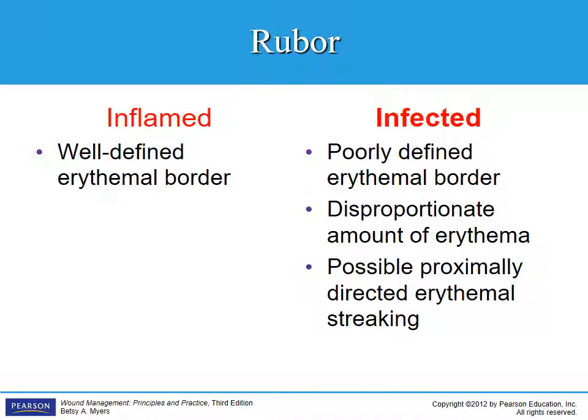Whereas if it's infected, there'll be a very poorly defined erythemal border. It'll be a huge amount of redness. And you may see streaking. That's one of the biggest things when you see infection. You see streaking, red streaks coming from the wound and going proximally. You have to think infection when you see erythemal streaking.